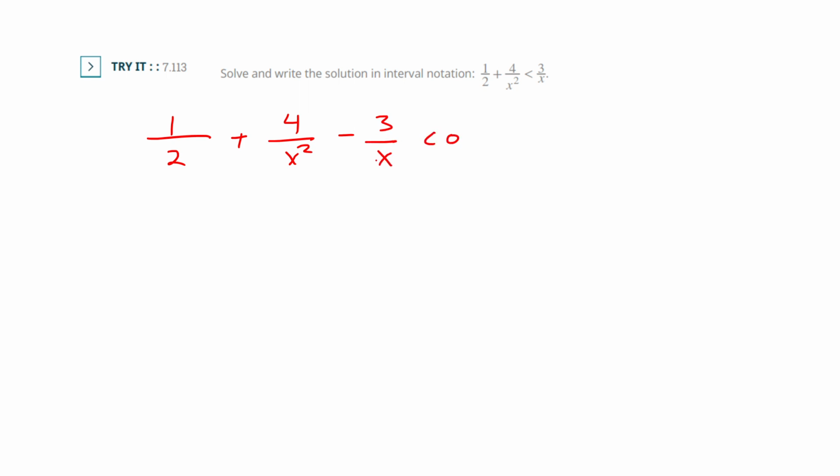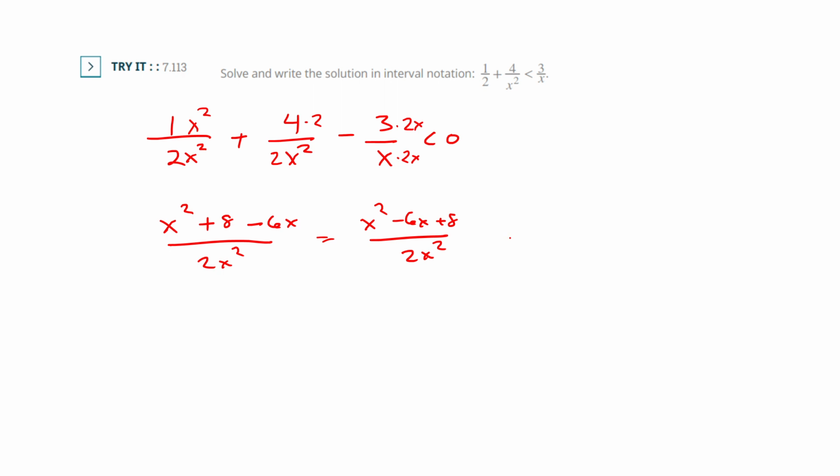Okay, bring everything over. You want this side to be 0. Now let's get everything to have a common denominator, x squared, x squared. This guy needs a 2, but if I give it to the bottom, I give it to the top. This guy needs a 2x. So everybody matches now. So I've got x squared plus 8 minus 6x over 2x squared. So that is x squared minus 6x plus 8 over 2x squared. Just putting it in the proper order.